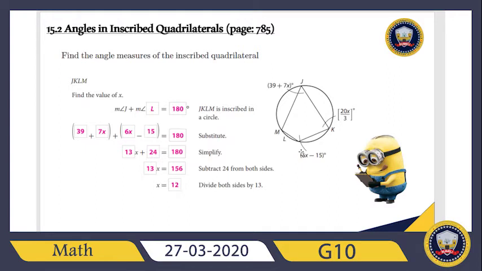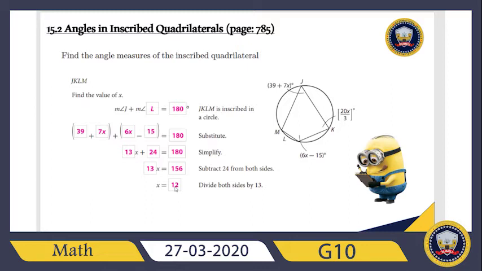So we start by taking one of these pairs. Let's take the pair L and G. We set our equation. We say that the measure of G plus the measure of the angle L equals 180. Okay, then we substitute with our expressions here. So for G, it is 39 plus 7x degrees plus the measure of L, which is 6x minus 15, equals 180. Now we simplify. This is 13x plus 24, that is equal to 180. We subtract 24 from both sides and we divide by 13, and our x is 12.